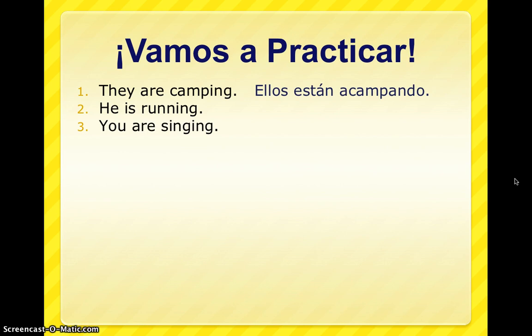He is running. Él está corriendo. So make sure that you have your correct form of estar and that you add yendo. You are singing. Tú estás cantando.